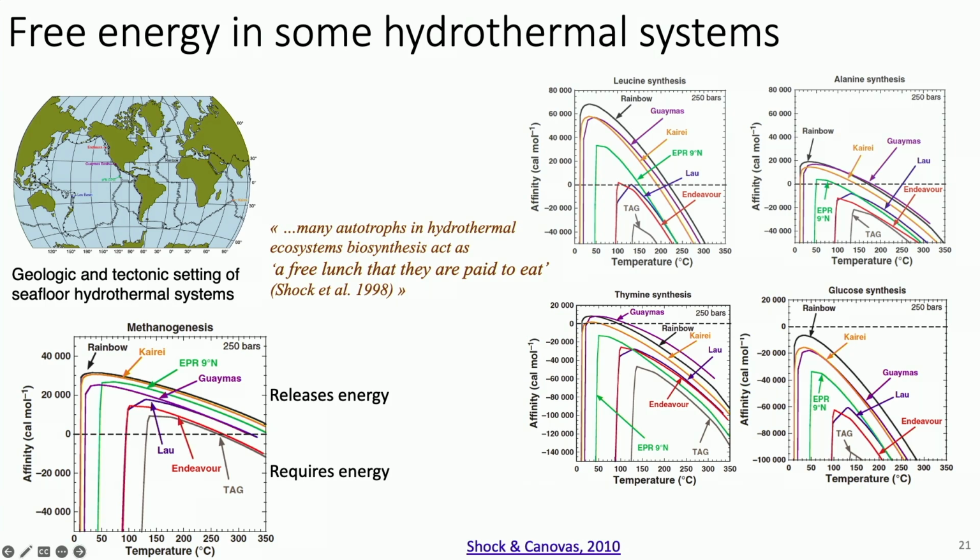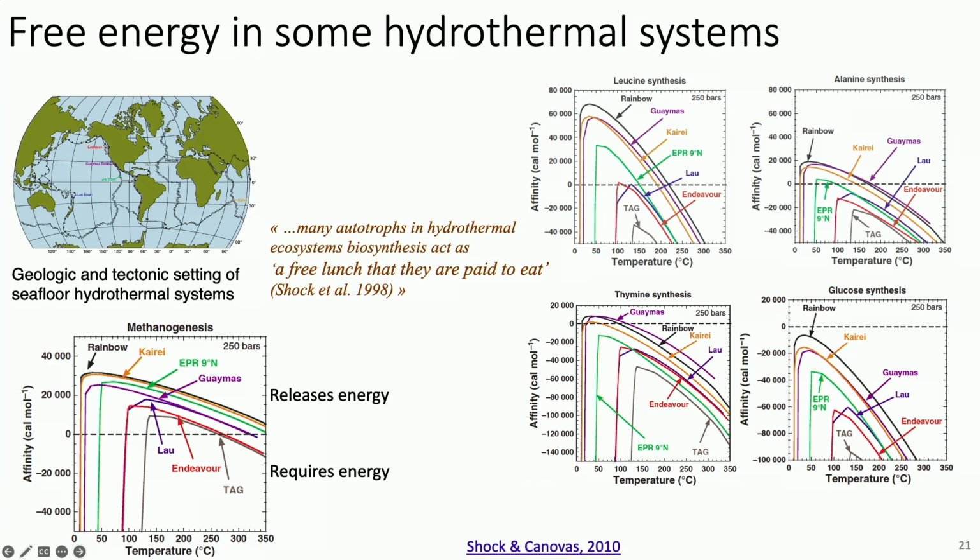To make it short, that's this diagram here that represents the cost of methanogenesis at the different hydrothermal springs in the seafloor hydrothermal system. So everything that's above the zero affinity line means that it's exoenergetic, so exothermic as well. It releases energy. The way they calculate it, because they have to take into account a lot of parameters, is how they end up with this representation.